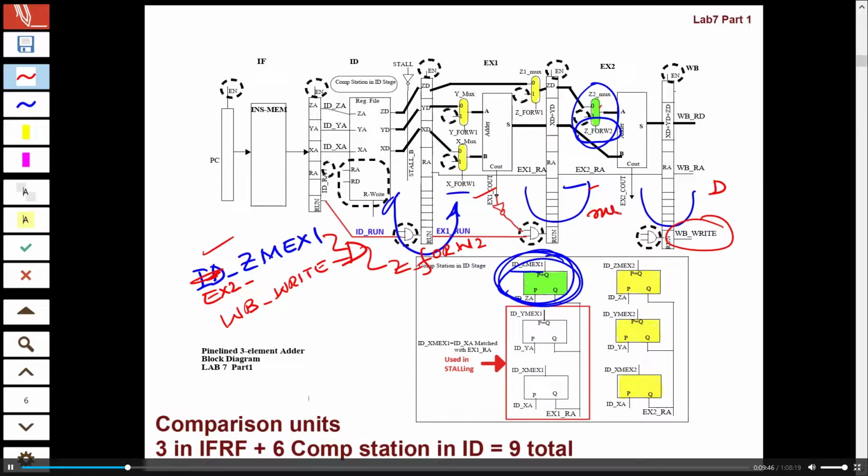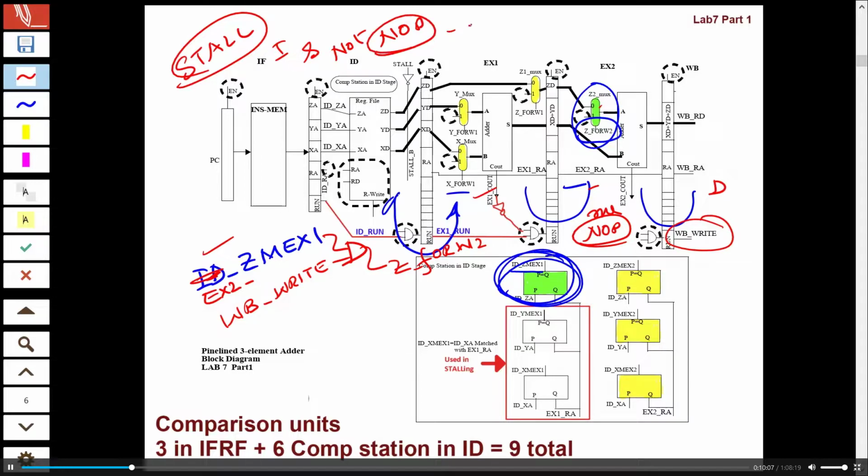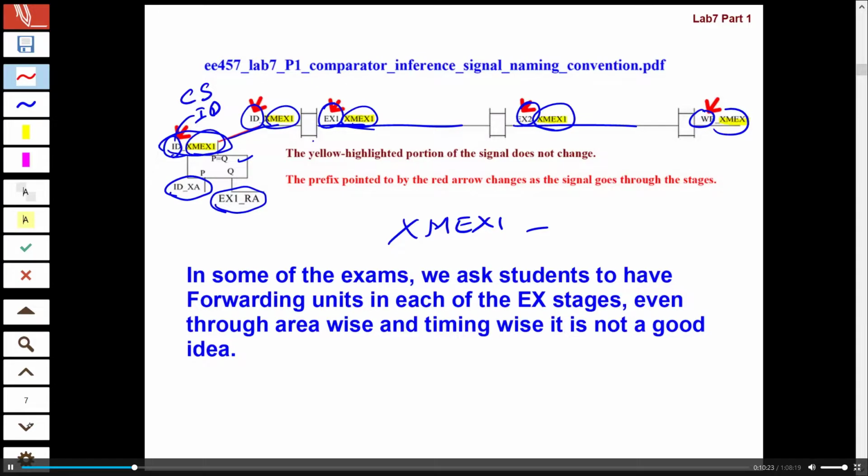What about me? What if I'm a no-op? If the recipient is a no-op, it doesn't matter. He doesn't care whether he receives forwarding help or not. For stalling, you want to check whether the instruction being stalled is not a no-op, because stalling a no-op is wasteful, but forwarding unnecessarily to a no-op is no harm. But the donor or the senior should be qualified. That we'll check. Okay, so this is just a quick review.